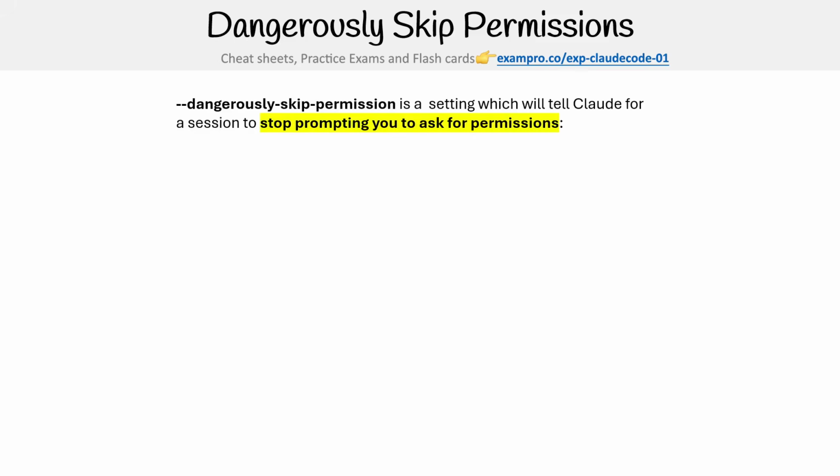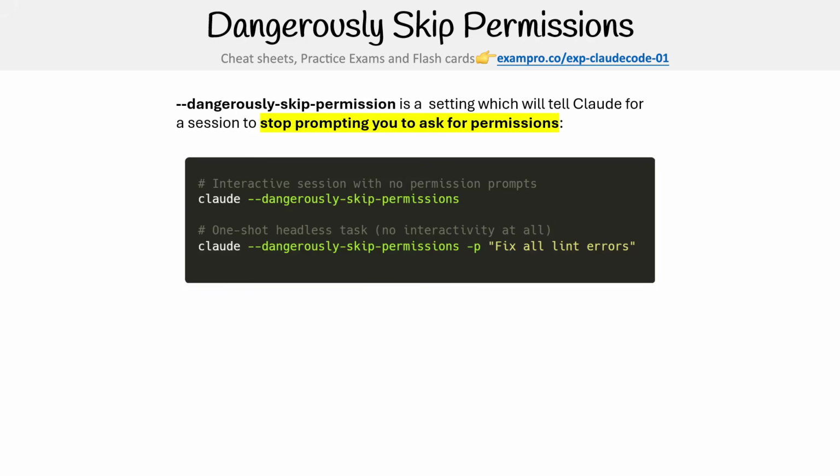So dangerously skip permissions is a setting which will tell Claude for a session to stop prompting you to ask for permission. So basically, go run at it. And if you want to use it, you type in claude dangerously skip permissions. And you can even one-shot it with the headless task here, which we haven't talked about, but that is something that you can do.